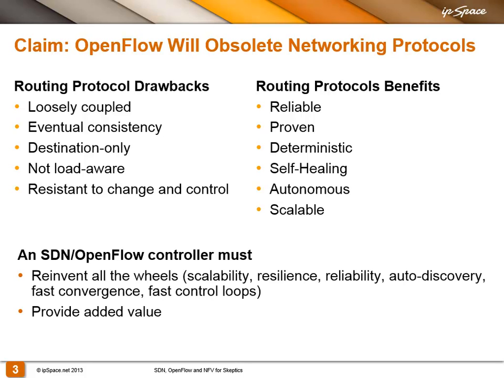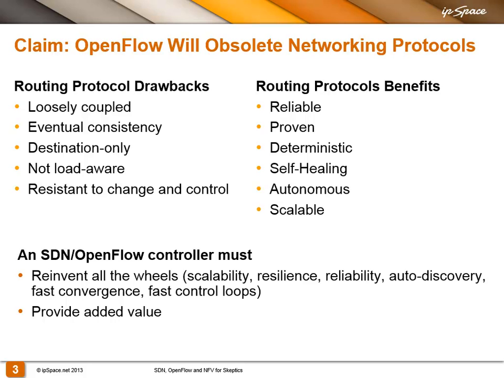So if you want to implement something that mimics the routing protocols, then an OpenFlow controller must reinvent all the wheels. There will be some scalability problems. There will be some auto-discovery problems. There will be the problem of fast convergence and fast control loops and so on and so on. And on top of reinventing all these wheels, it has to provide some added value.